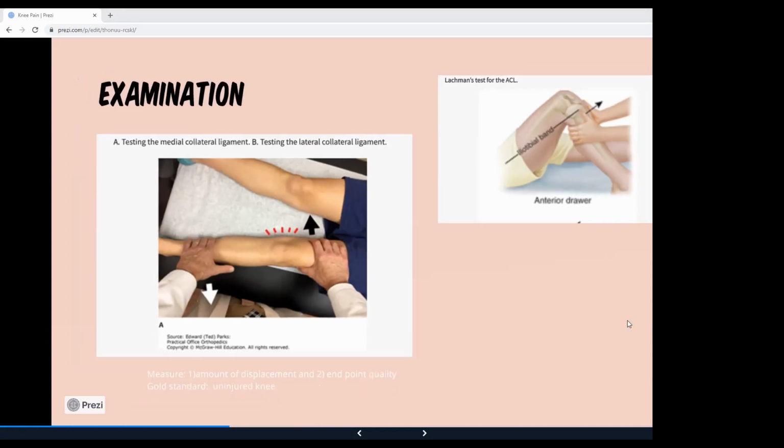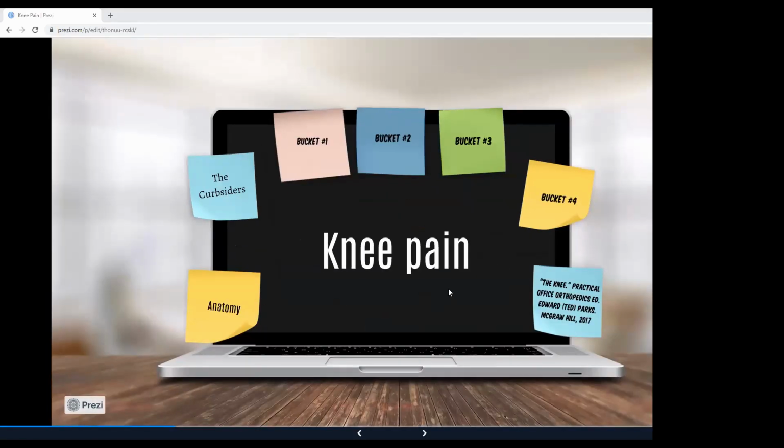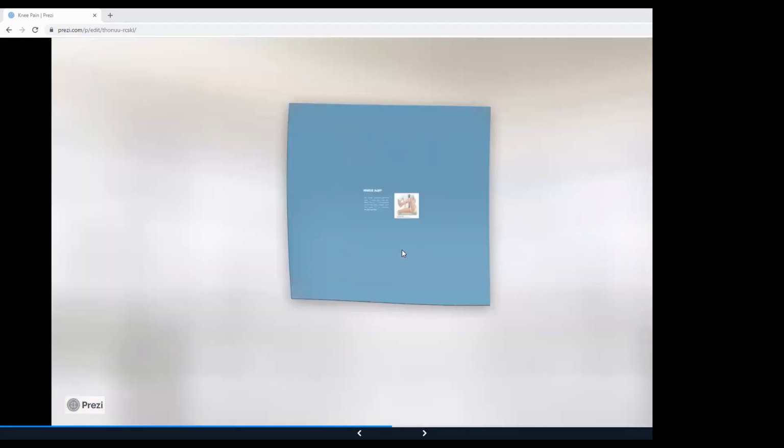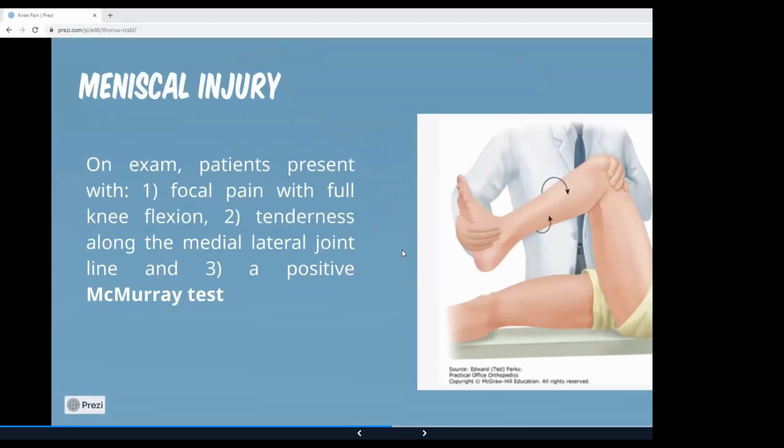Now, those are the ligamentous injuries. In the second bucket, we have the meniscal injury, which is usually a weight-bearing twisting injury.